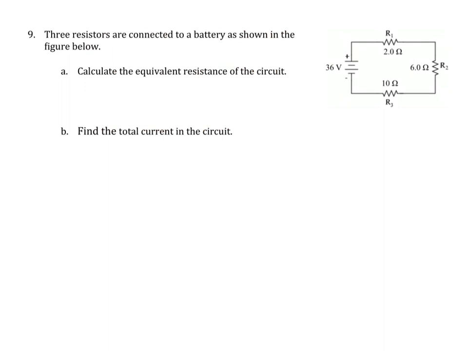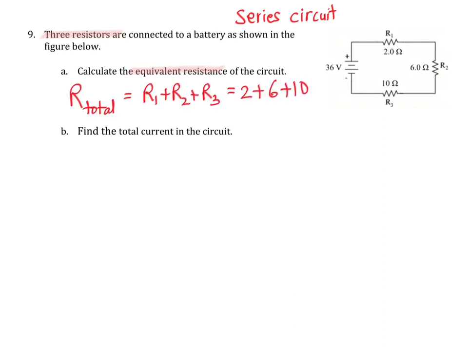Next, 3 resistors are connected to a battery as shown in the figure below. We can see that it's a series circuit. It's asking us to calculate what's the equivalent resistance. That means the total resistance. Formula is R1 plus R2 plus R3. We add up all the three resistor values, we get the answer as 18 ohms.